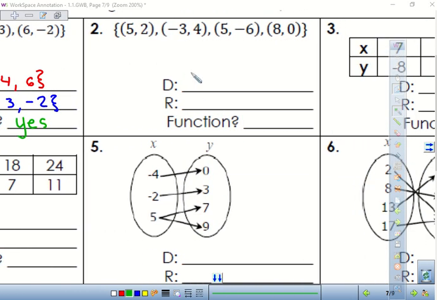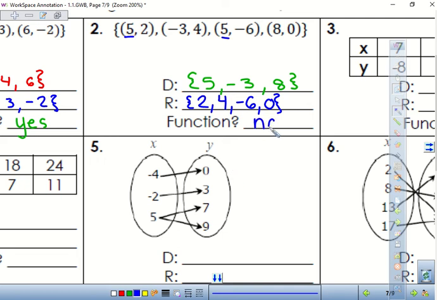Next one. We're going to list out the domain, all the possible x's. Now, notice that 5 occurs twice. You do not need to write repeats twice in set notation. You only need to write it once. Everybody see that? Now, what would the range be? Anyone know? The y's. Now, do we have any repeating x's? Do they go to different y values? So it's not a function.